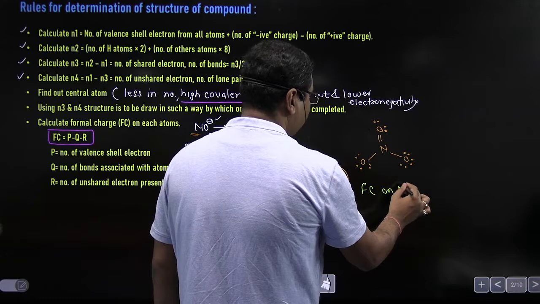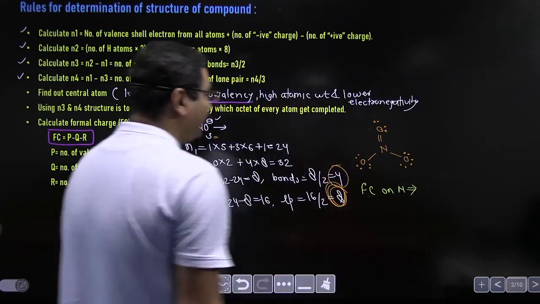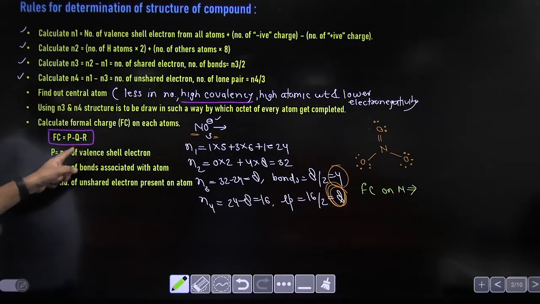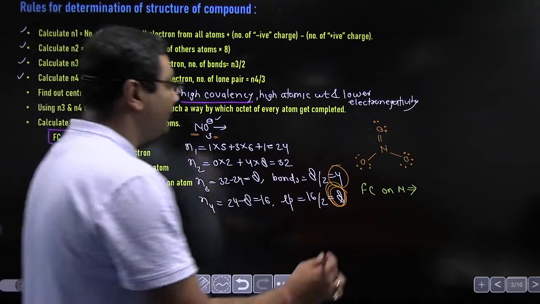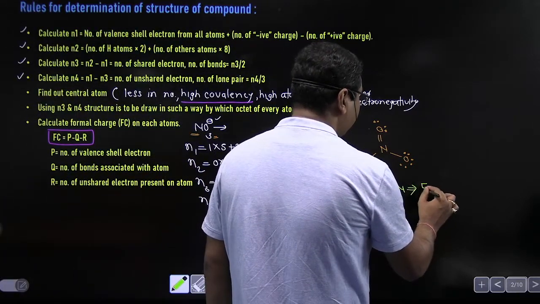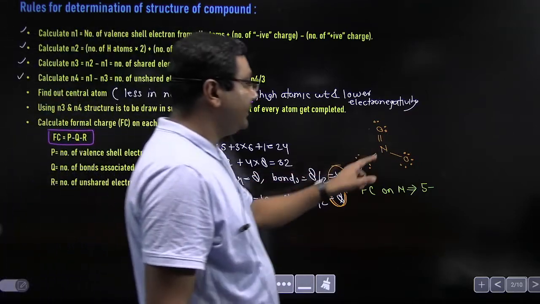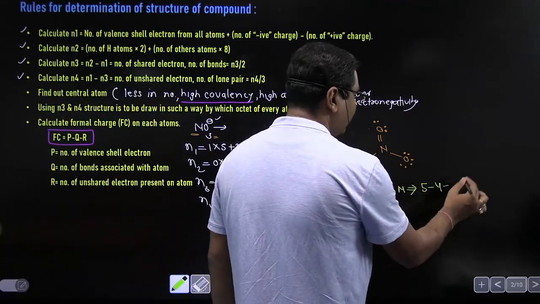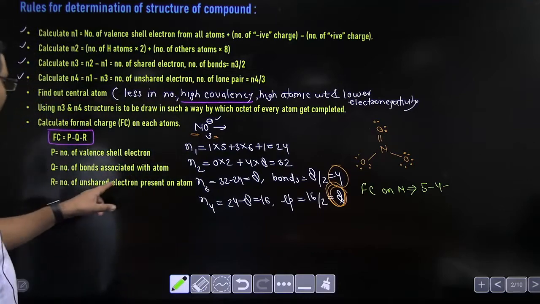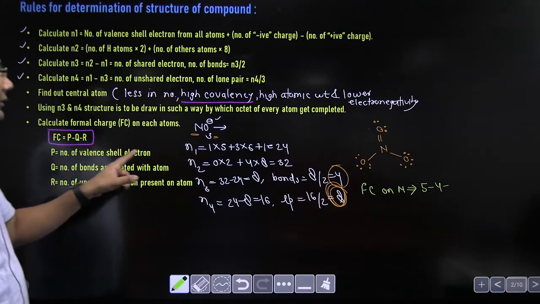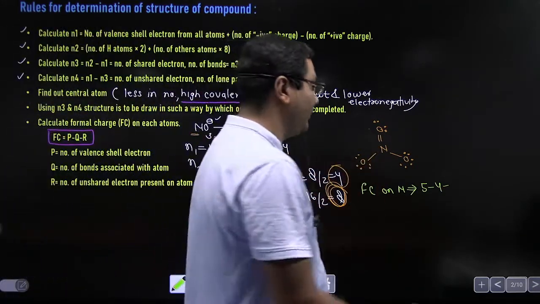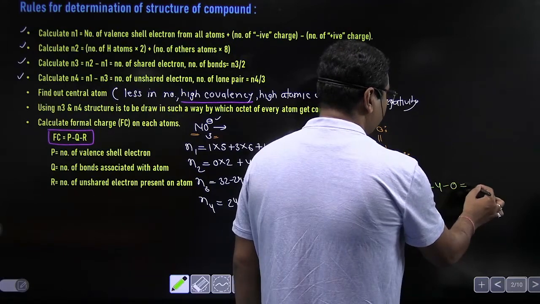Formal charge on nitrogen. Formal charge is P minus Q minus R. P is the number of valence electrons, so nitrogen contains 5 electrons in the valence shell. Q is the number of bonds associated with the atom, so this nitrogen contains 4 bonds. Minus R. R is the number of unshared electrons, so there is no unshared electron on nitrogen. So this is 0, that is equal to plus 1.